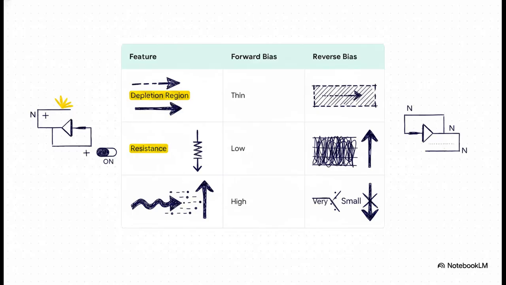So when you put them side by side, the difference is night and day. Forward bias gives you a super thin depletion region, super low resistance, and lots of current. Reverse bias, you get a wide depletion region, crazy high resistance, and pretty much zero current. It is a perfect electronic switch.